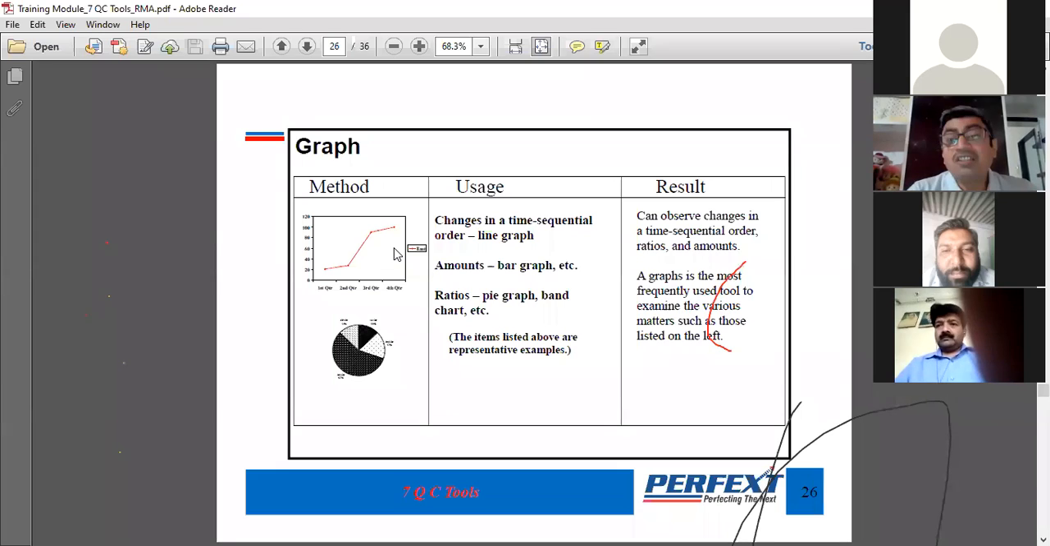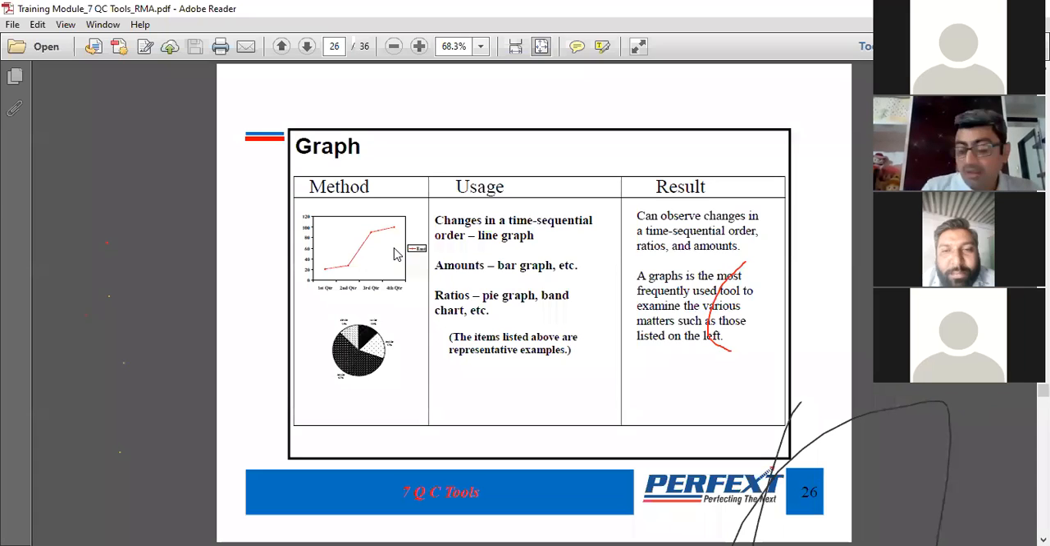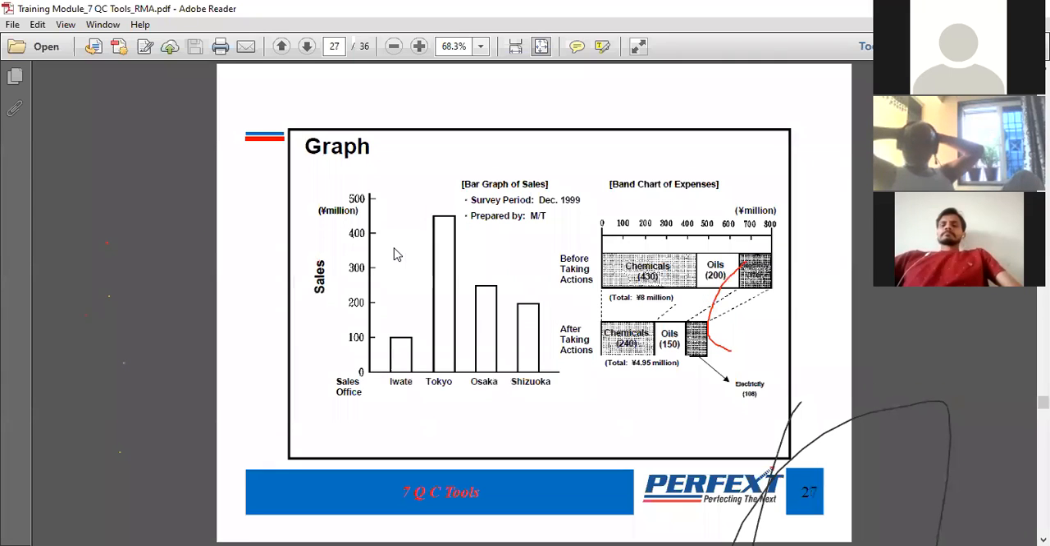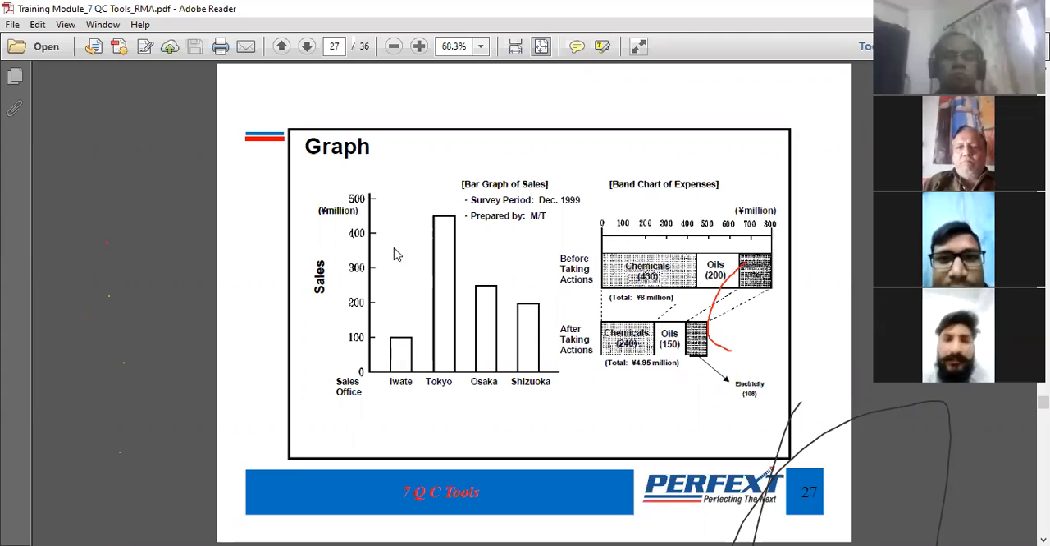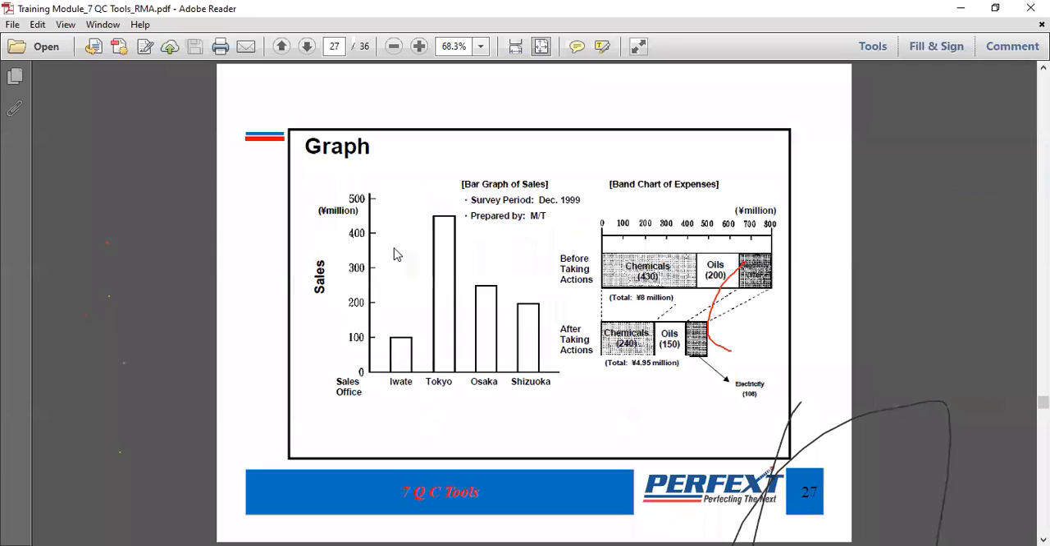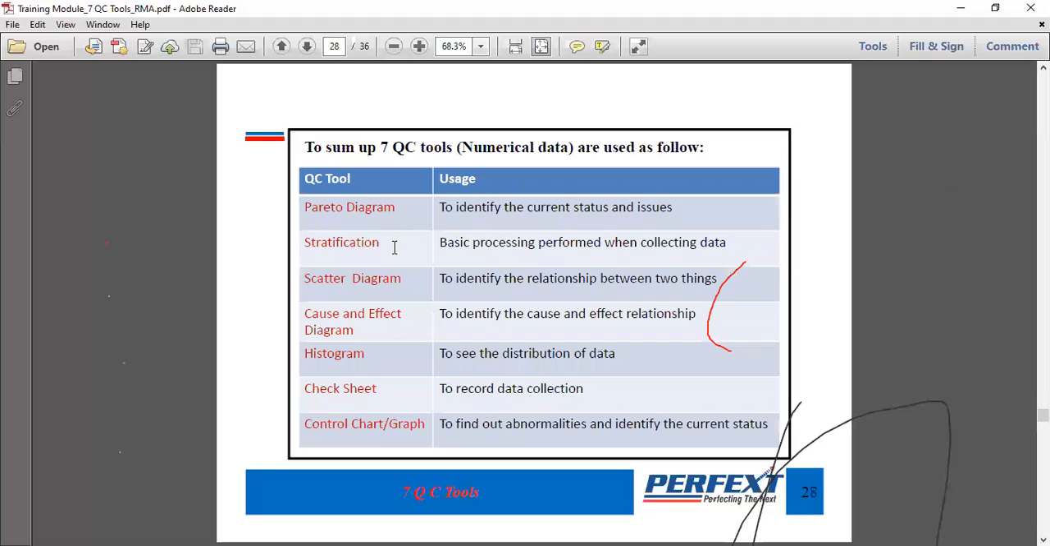Can observe change in the time sequence order, ratio, and amount. A graph is a useful tool in various matters such as those listed on the left side, like changes in the time sequence, amount, and ratio. Sales graph, we always see that bar chart. Even we can identify the band of the expenses by using the band chart, like chemical as well as oil, and then we can compare over a period of time which expenses have been reduced, how much, which expenses have not been reduced, and where we have to attack on the area.